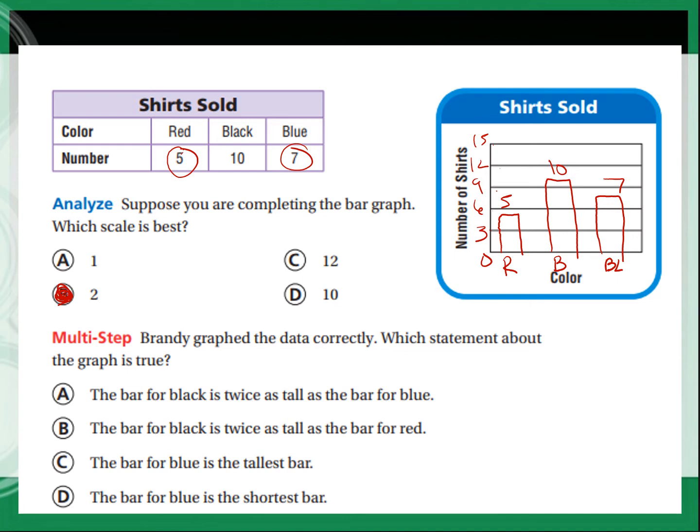So look at the multi-step question here. Brandy graphed the data correctly. Which statement about the graph is true? The bar for black is twice as tall as the bar for blue. Is 10 twice as much as 7? That's not true. The bar for black is twice as tall as the bar for red. Is black 10 twice as much as 5? Absolutely. So my answer would be B.